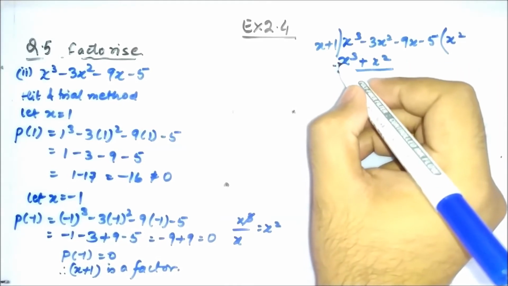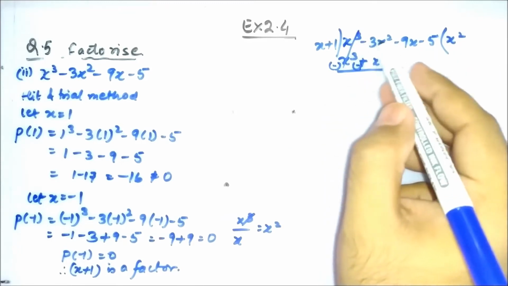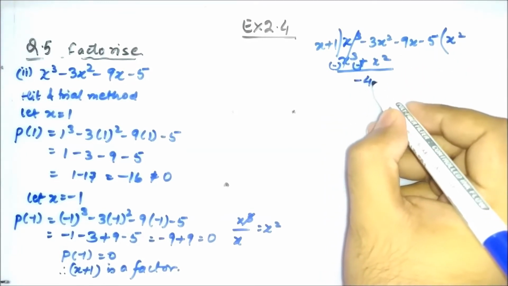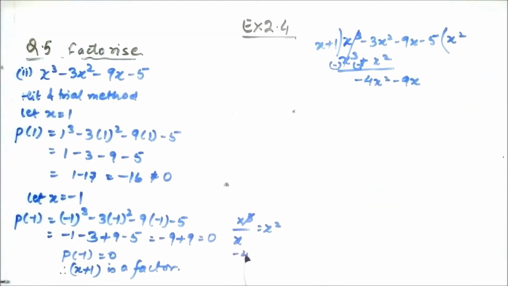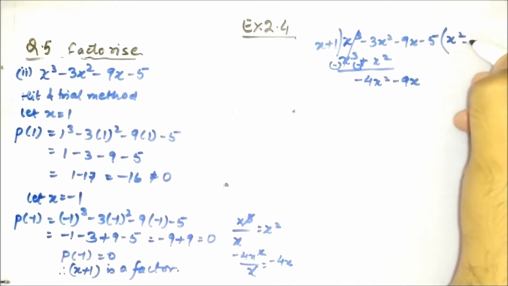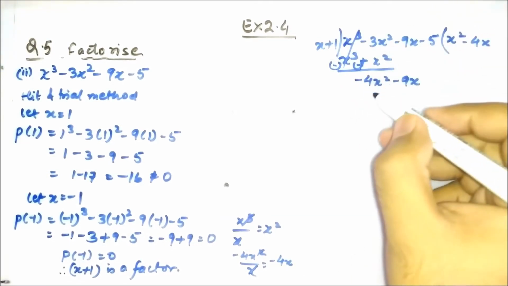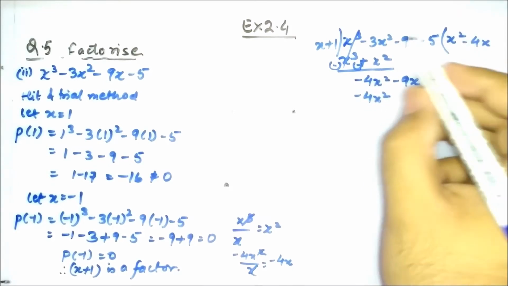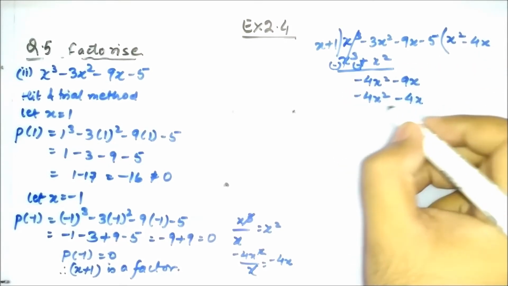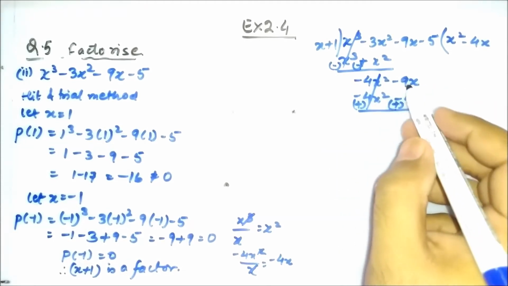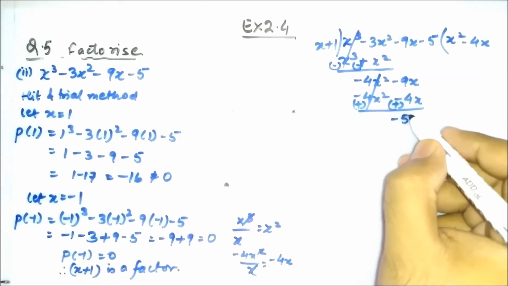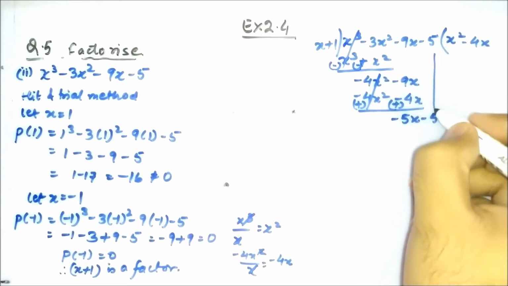Now when you solve this, the sign will get changed, so this will get cancelled. Minus 3x square minus x square will be minus 4x square. Minus 9x will come down. The first term here is minus 4x square and the first term here is x. When you divide, you will get minus 4x here. So minus 4x multiplied by x will be minus 4x square, and minus 4 into plus 1 will give minus 4x. Now when you solve, the signs change, so this will get cancelled. Minus 9x plus 4x will give minus 5x. And we have minus 5 when you take this down.